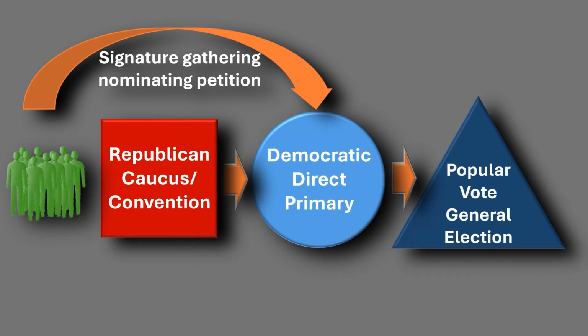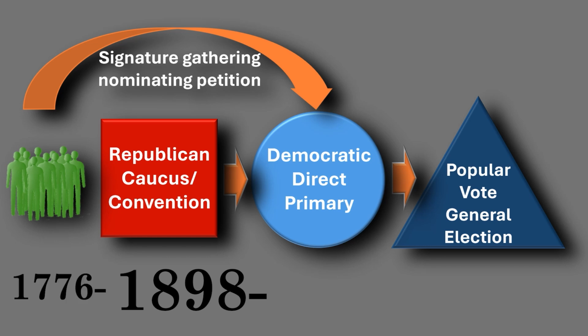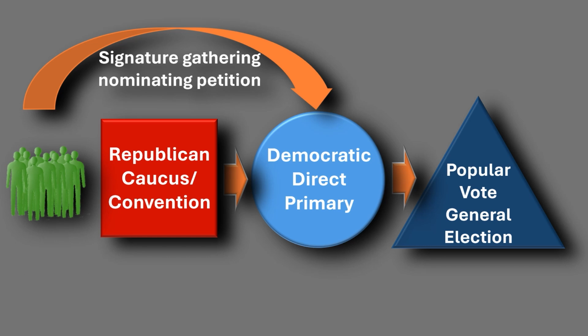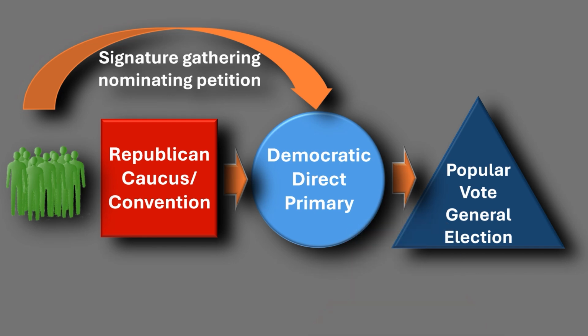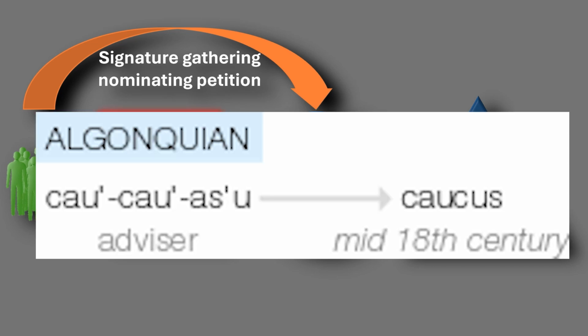It didn't look like this for a long time since the beginning of the state, or the nation for that matter. If you're like me, you have known about direct partisan primaries and popular vote general elections for a long time, and you've probably participated in both. You may have also heard about the signature gathering nominating petitions for getting access to the ballot. What you might not be as familiar with is the red block right here, known as the caucus.